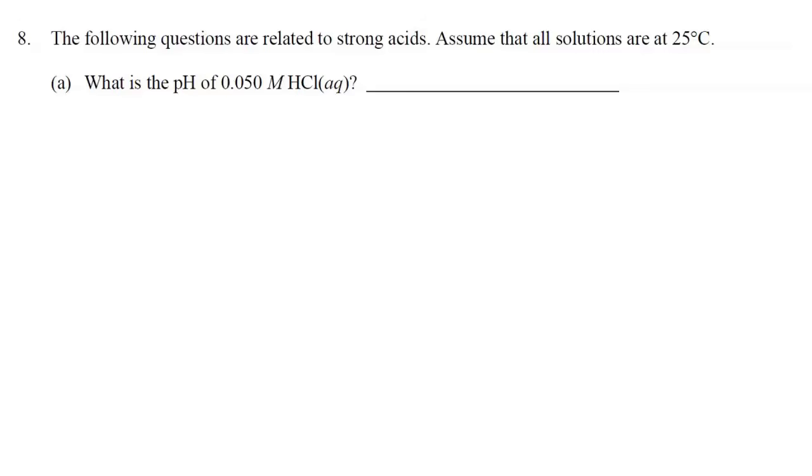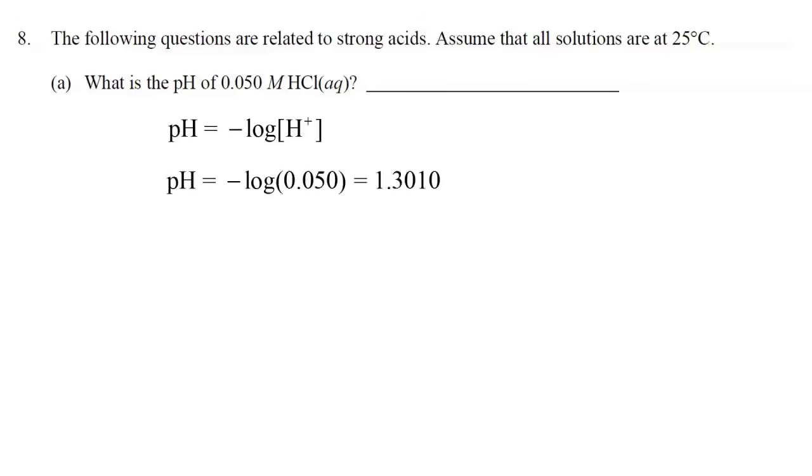So all I have to do to get the pH is take the negative log of the concentration of the strong acid. So the pH is equal to the negative log of H plus, which in this example is equal to 0.050, and I get 1.3010 on my calculator. Now, since 0.050 has two significant digits, then I will round off my pH to 2 decimal places. So my answer to part A is 1.30.